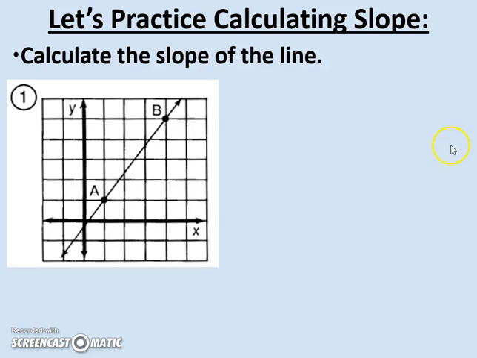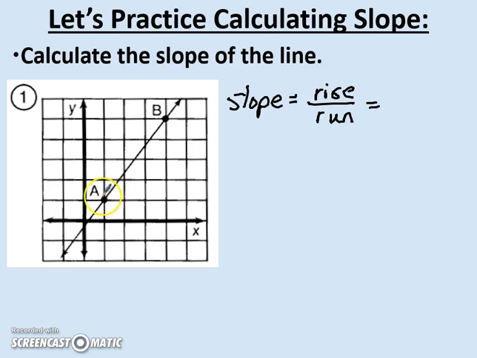So let's begin with some basic examples on how to calculate slope on a coordinate plane. Now remember, slope is rise over run. Rise can be positive or negative, and so can run. So we have to determine if we're going up, it'll be a positive rise. If we're going down, it's a negative rise. If we go to the right, it's a positive run. And if we go to the left, it's a negative run.